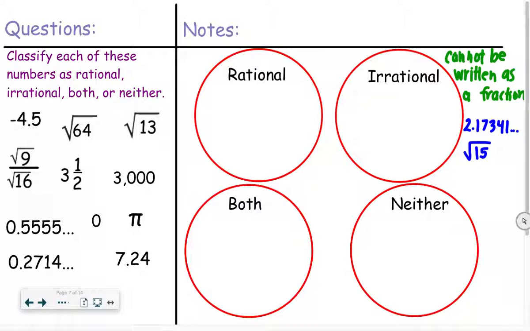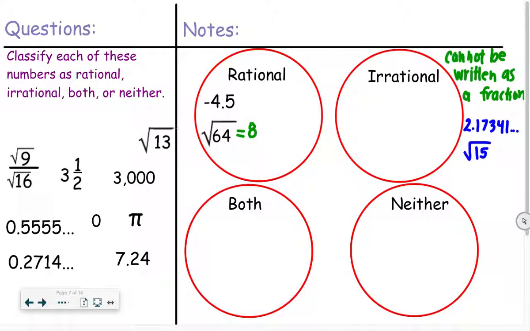Okay, so negative 4.5 is a terminating decimal. It stops, so it's rational. It doesn't keep going forever like an irrational decimal does. The square root of 64 is just 8, so that is rational. The square root of 13 is not a perfect square root. That's just like the square root of 15, so that would go under the irrational category.